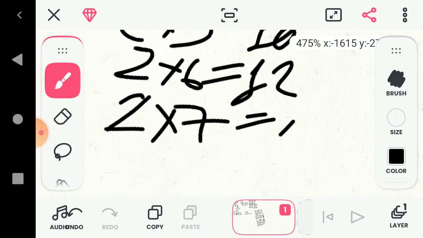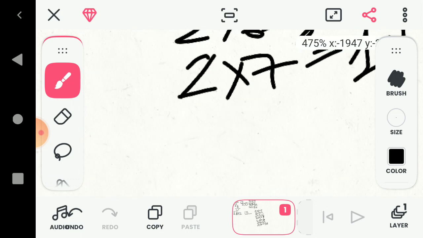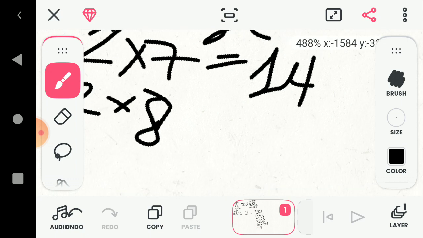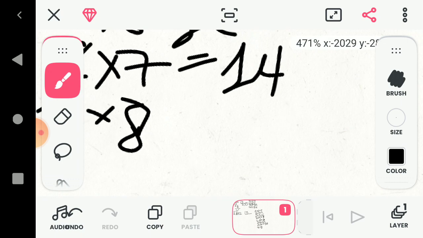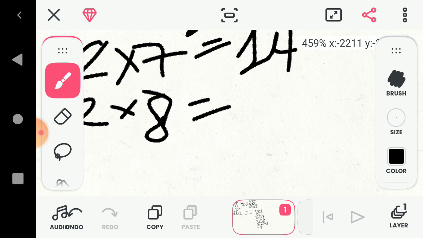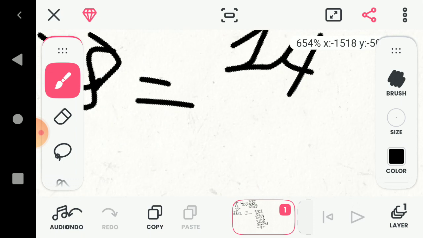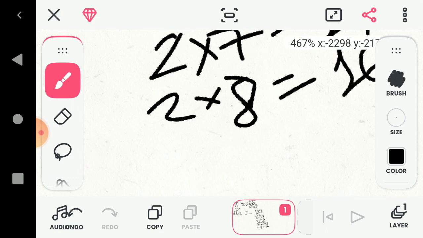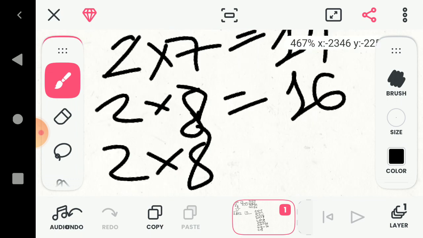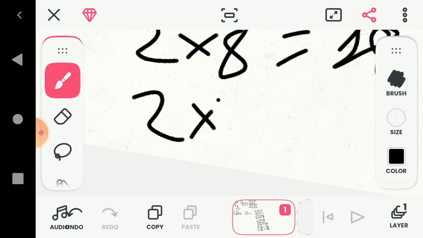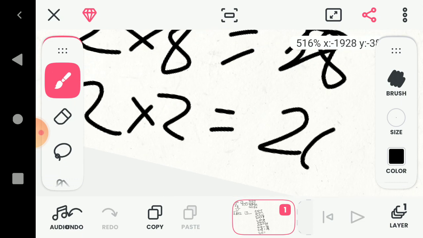2 times 8 equals, sorry if you hear some background noises, that's my mom and my sister at home, so yeah. So 2 times 8 equals 16. 2 times 9 equals 18, and 2 times 10 equals 20.